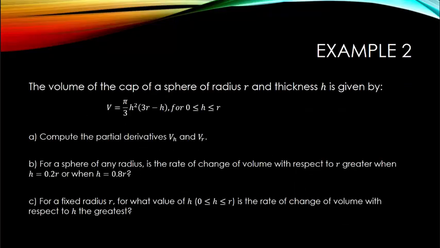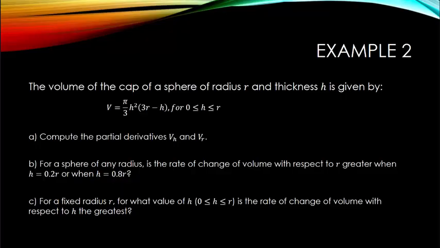Now let's work another example. I want to start with the formula for the volume of the cap of a sphere of radius r and thickness h. And this formula is V is equal to pi thirds times h squared times the quantity 3r minus h.